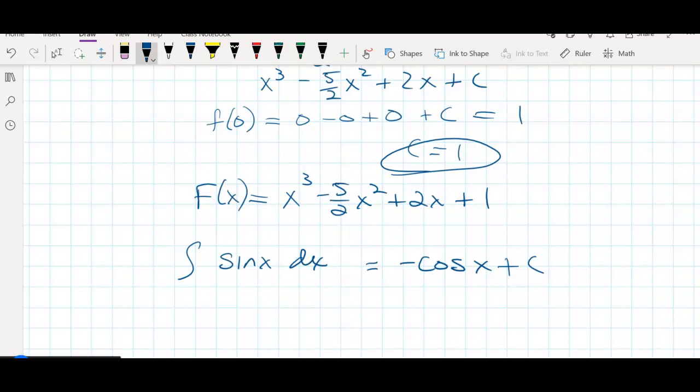I can also put in here, find it when, I don't know, I'll make it easy and then I will get to your question, I promise. Let's say F of pi equals 2.